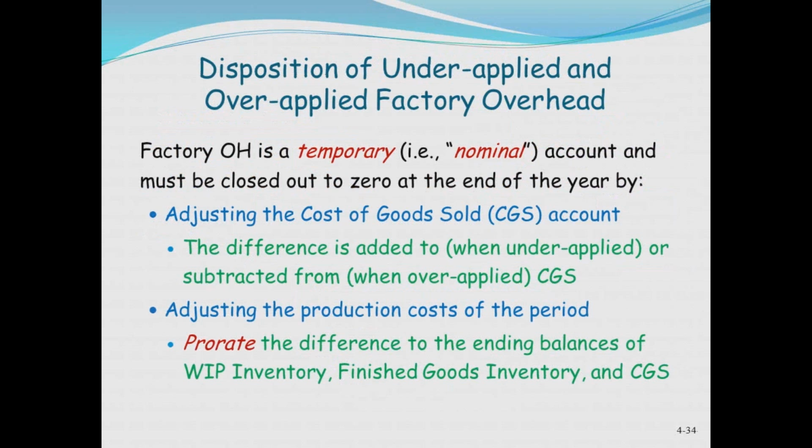And there are two ways to adjust. You can adjust directly to cost of goods sold. Since you've under-applied here, you would just add the 23,000 directly to cost of goods sold to make it right, but as a separate title called under-applied overhead. Or you can prorate it based upon the size of each of the buckets between work in process, finished goods, and cost of goods sold. So you have the option.